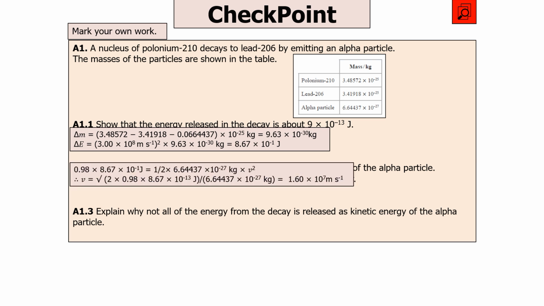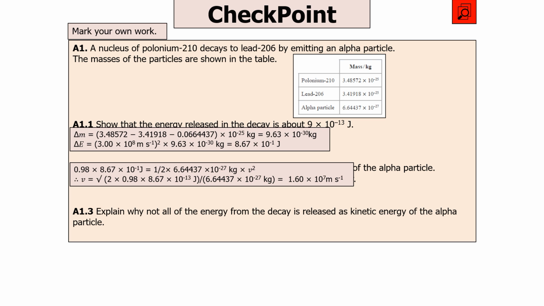You know the mass of the alpha particle from the information given, so you can say that this equals a half mv squared. You can say v therefore is equal to the square root of 2 times this energy over the mass, so it's 1.60 times 10 to the 7 meters per second.